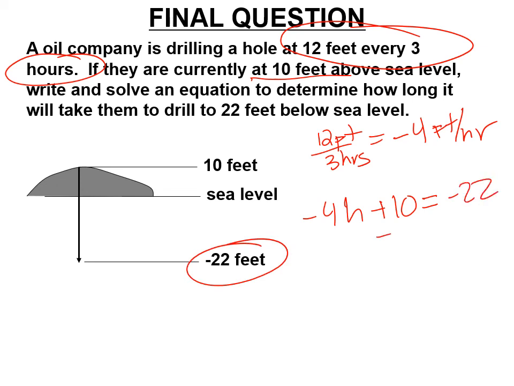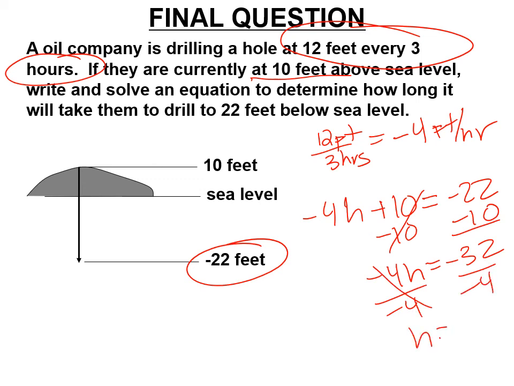That's our equation. Subtract 10 from both sides. Negative 4h equals negative 32. Divide by negative 4, and h equals 8 hours. Thank you.